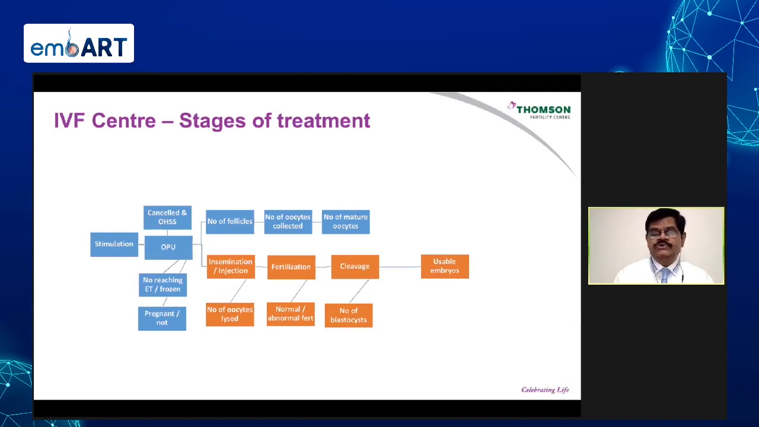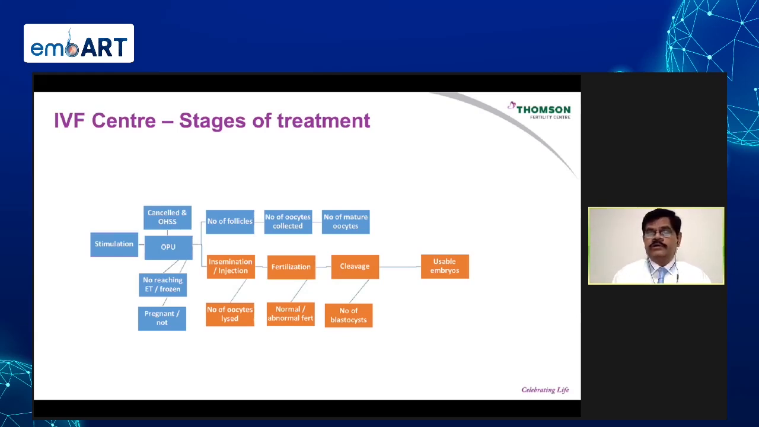So when it comes to an IVF center, we have several stages of treatment. All of them present a lot of inherent characteristics of an IVF center. Starting from stimulation, you go to ovum pickup, and before ovum pickup, the cycle may be cancelled due to various reasons, including ovarian hyperstimulation syndrome. And then after all procedures are done, the OPU may end up with ET or not, or we freeze all the embryos. And if embryo transfer is done, then we go to the next stage where we see whether the patient is pregnant or not.